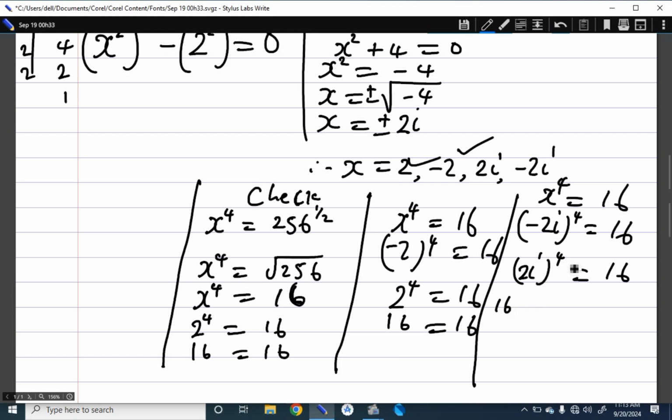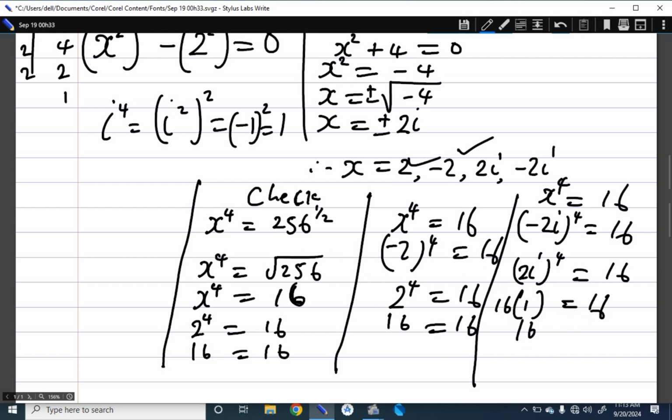And then i raised to power 4 is 1. Let me show you how i raised to power 4 is 1. Now, i raised to power 4 is the same as saying i raised to power 2, then all squared. And we know that according to complex numbers, i squared is minus 1. So minus 1 all squared will just give you 1. See how I got that? So then 16 times 1 is 16. So we're having that 16 is equal to 16. So this last one is correct.